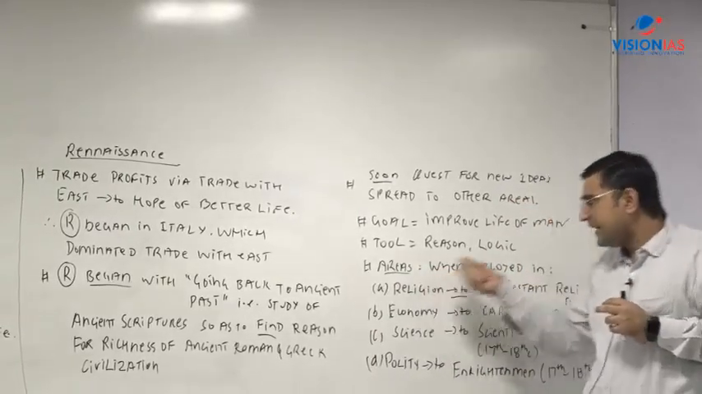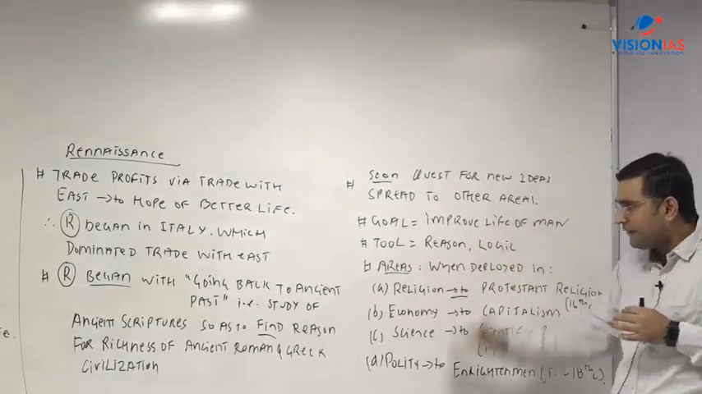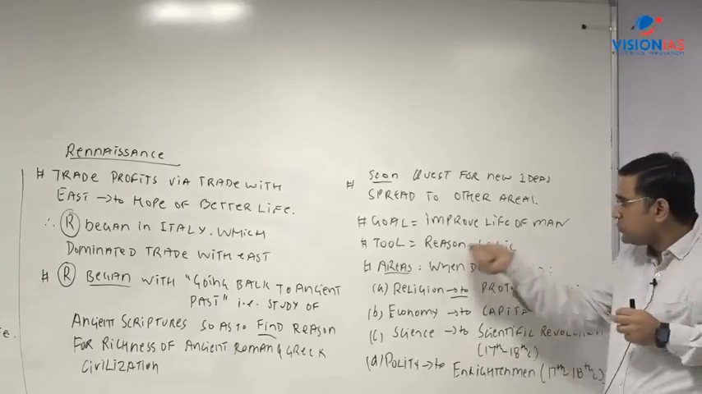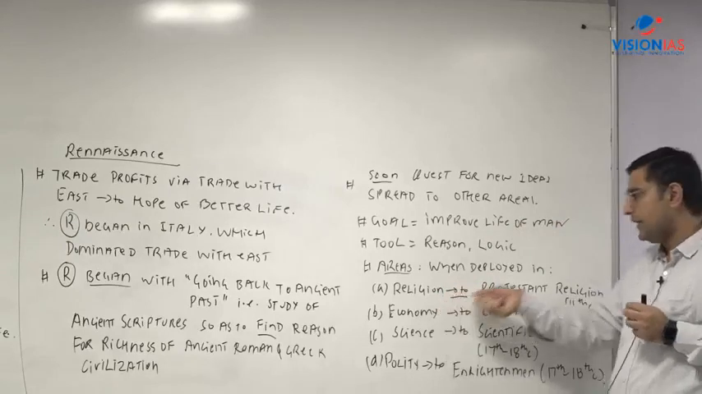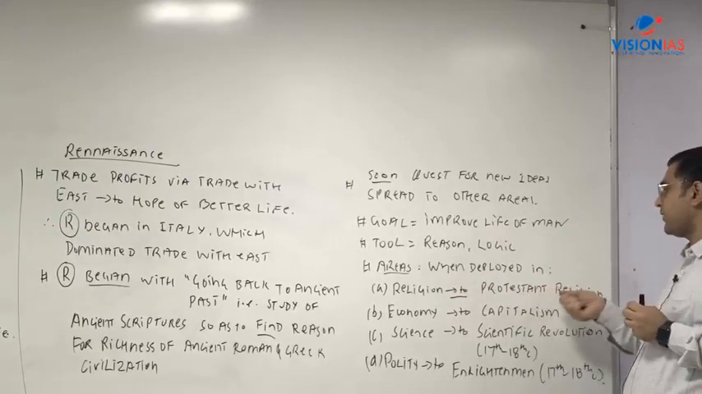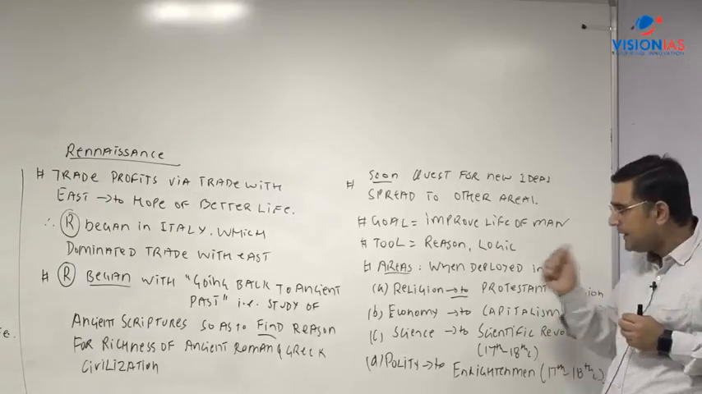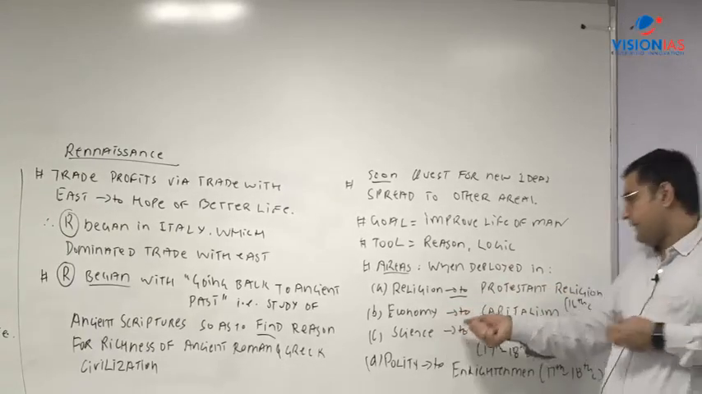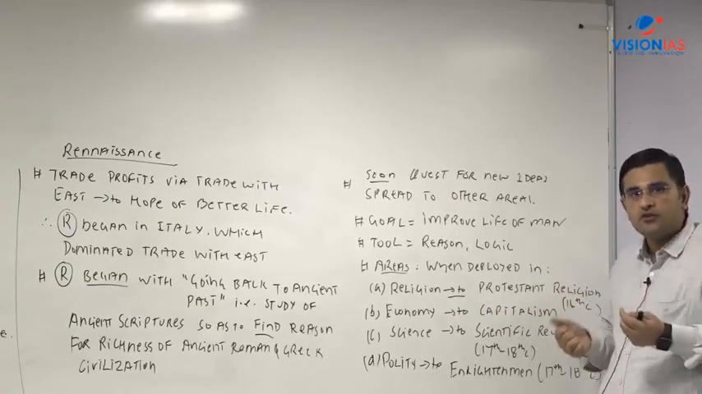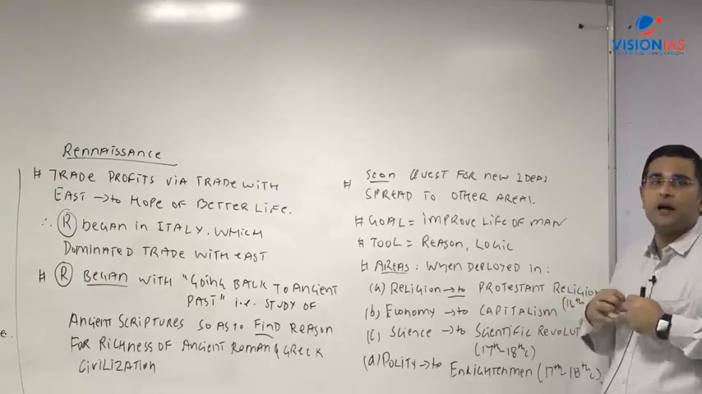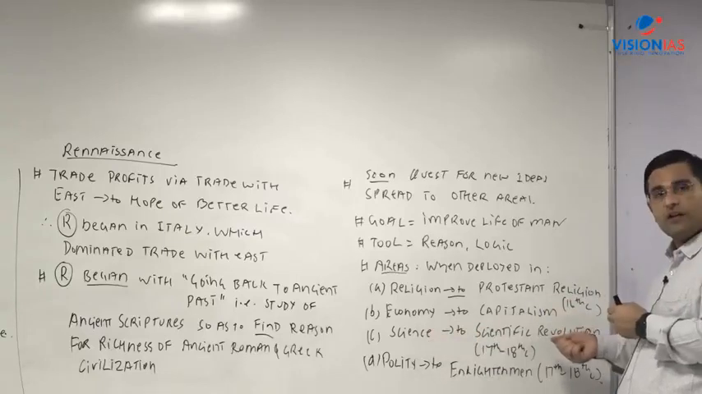And when this goal and these tools are deployed in different areas, these are the results. When this tool of reason and logic, with the purpose of improving the life of man, is applied in the domain of religion, the result was the establishment of the Protestant religion or the Protestant churches. This happened in the 16th century, that is, the 1500s. When it was deployed in the domain of economy, there was growth of capitalism. That is, instead of feudalism, we should have equality of opportunity, we should have profit motive, everyone should be allowed to become rich. When it was applied to science, you had the scientific revolution, right?